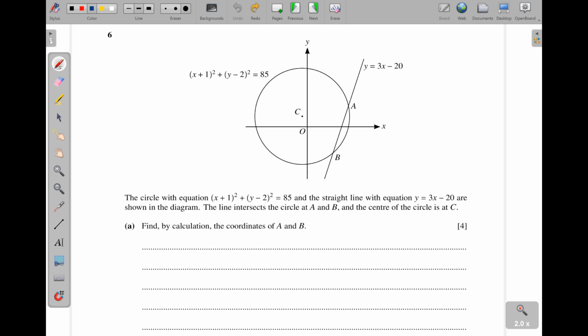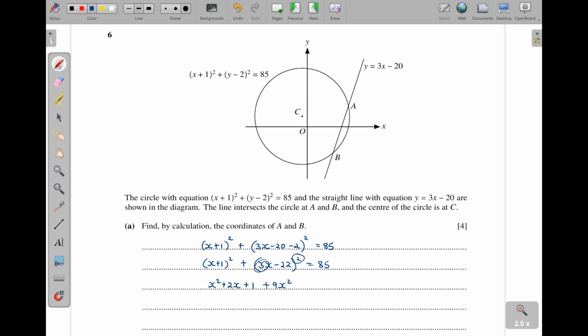So we are going to solve these two simultaneously. We just substitute this one here where y is, and then we form a quadratic in x, then we solve that. So we shall have (x + 1) squared plus (3x - 20 - 2) squared is equal to 85. When we expand this, it will give us x squared plus 2x plus 1. Then square this one here, it will give us 9x squared.